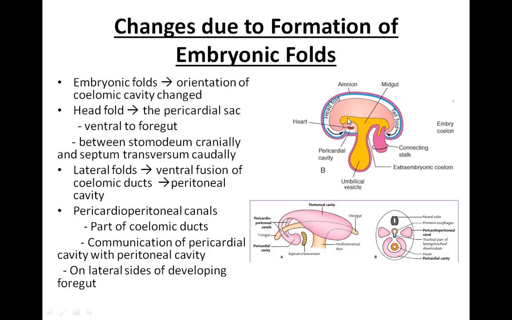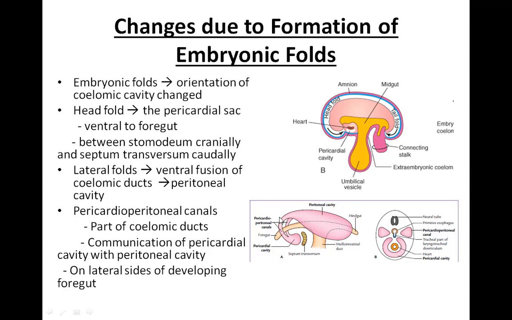Okay. So the pericardial sac will come because of the head folding. It will lie ventral to this foregut. Initially, it was ahead of it. Now it is lying ventral to it. That is between the stomodium cranially and septum transversum caudally. So lateral folds cause ventral fusion of the two limbs of the coelomic ducts, and it will result in the formation of the peritoneal cavity.